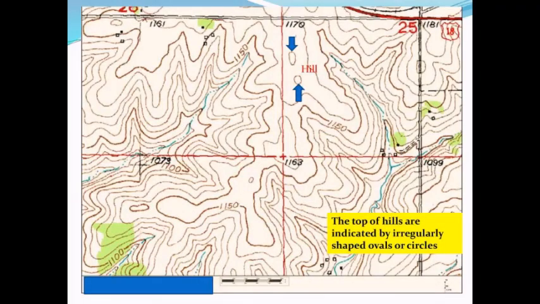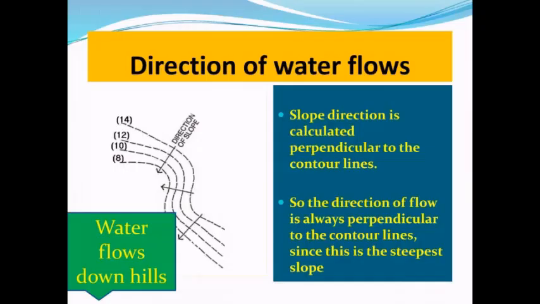This is a topographical map in which contour lines are shown. The contour lines are brown, with the index contour values marked along the contour lines, that is 1100 and 1150. The blue arrow marks a hill; the tops of hills are indicated by irregularly shaped ovals or circles. Let me have a look at the direction of water flow. Slope direction is calculated perpendicular to the contour lines. So the direction of water flow is always perpendicular to the contour lines, since this is the steepest slope.